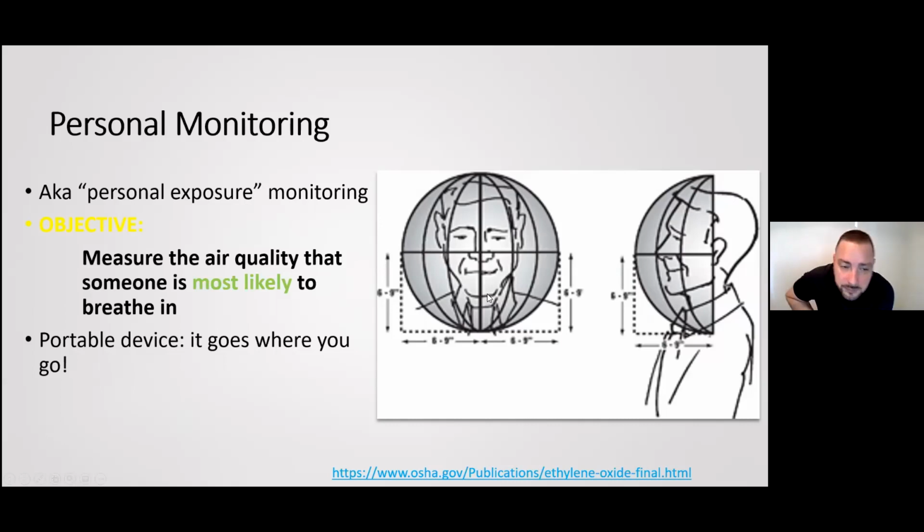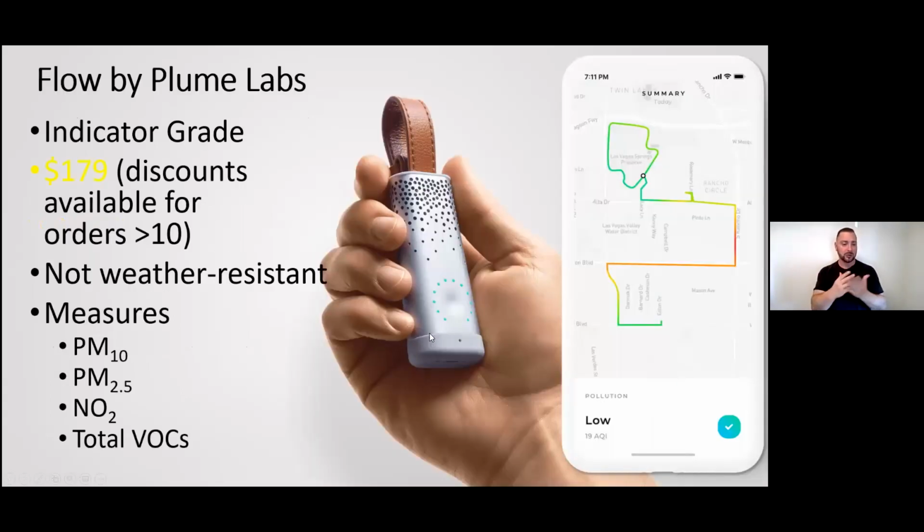And so this is a better indicator of what's actually getting inside your body, because even if you have a stationary monitor outside your window, you're not always right outside that window. You might leave that spot, and in your house you might have a HEPA filter that's shielding you a little bit from the effects of that monitor. So to really get a better idea of what you're actually taking into your body in terms of these air pollutants, you need to do some personal monitoring.